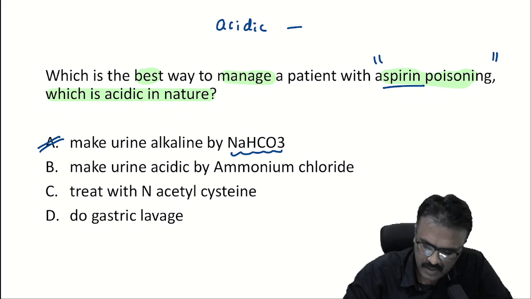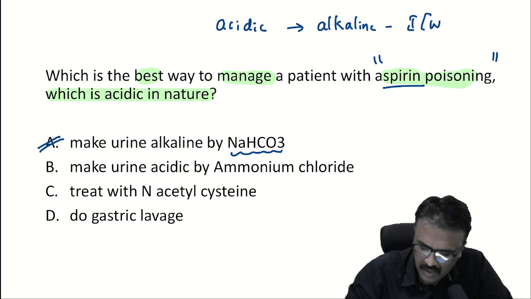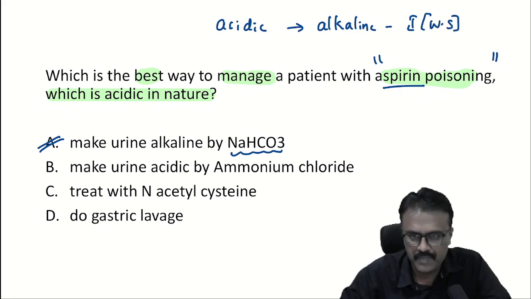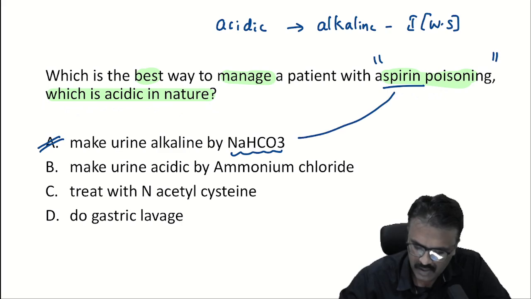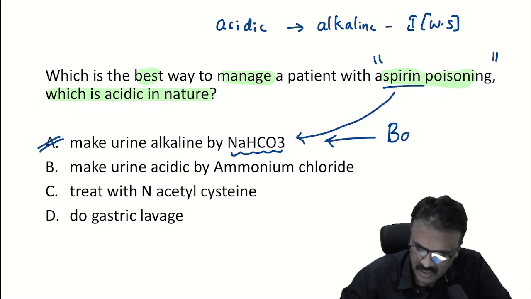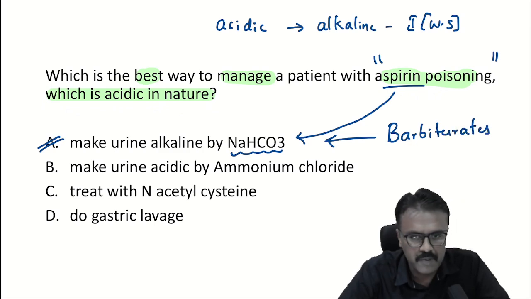If we make the urine alkaline, then the drug becomes ionized or water soluble and it is easy to excrete. So in acidic drug poisoning, if we don't have an antidote, then we alkalize the urine. One more example is that we do the same thing for barbiturate poisonings. What are barbiturates, sir? Barbiturates are phenobarbital, thiopentone, methohexitone.